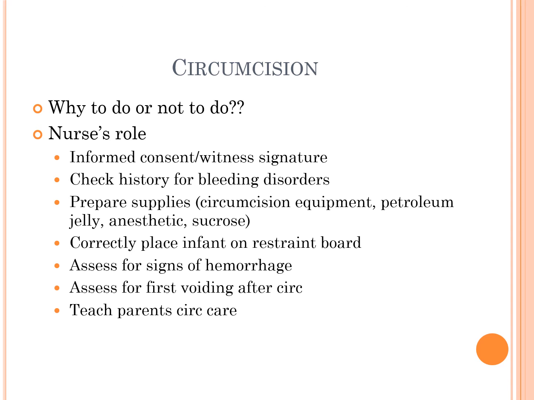So what is the nurse's role? We need to get informed consent from the parents. We're going to check for any history of bleeding disorders with the parents. We're going to get all of our supplies together. We're going to put the baby on the restraint board, assess for signs of too much bleeding, and assess for the first void after the circumcision, because if there's too much swelling, they're not going to be able to pee. We're going to teach the mom and dad how to do the circumcision care.